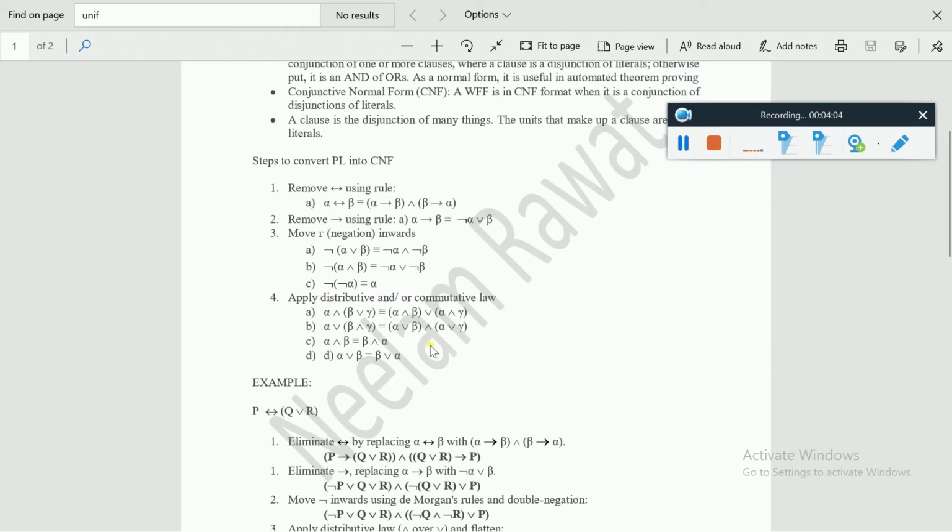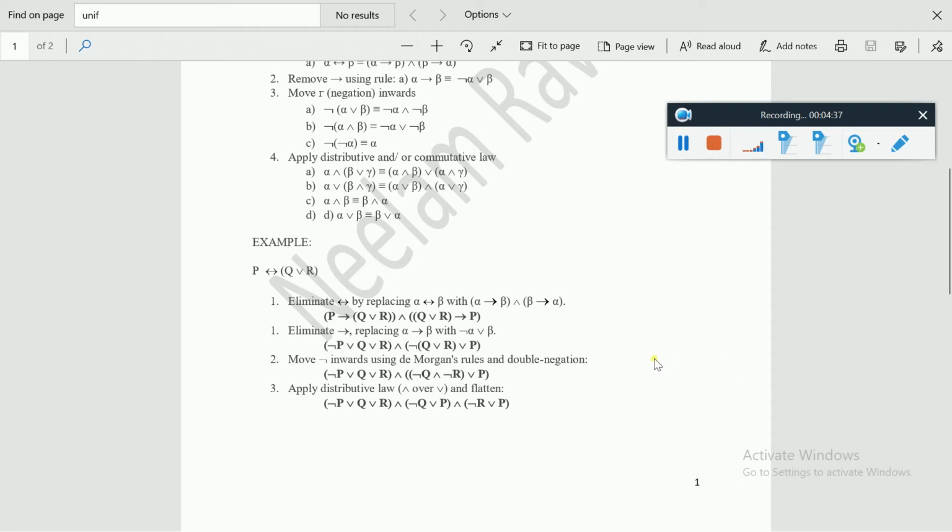And step number 4, I need to apply the distributive or commutative law. So as usual, alpha and beta or gamma is logically equivalent to alpha and beta or alpha and gamma. Alpha or beta and gamma is logically equivalent to alpha or beta and alpha or gamma. Alpha and beta is logically equivalent to beta and alpha. The same happens, alpha or beta is logically equivalent to beta or alpha.